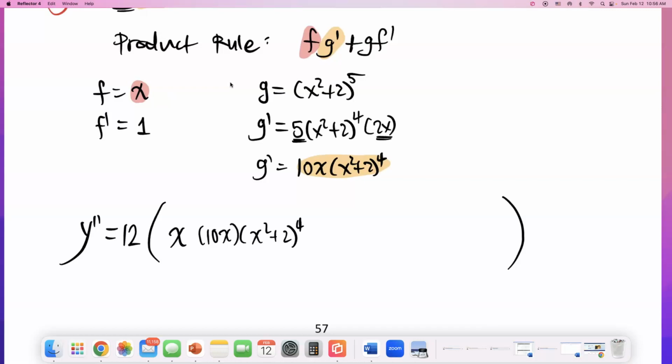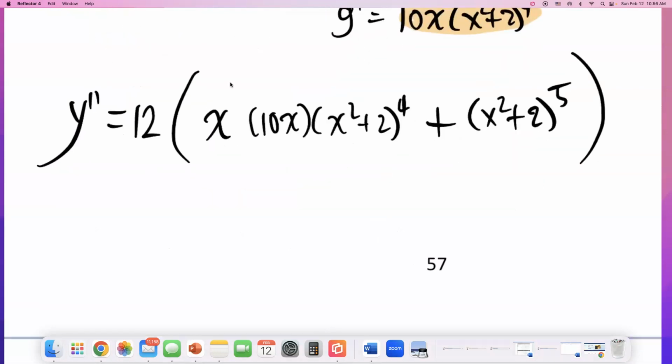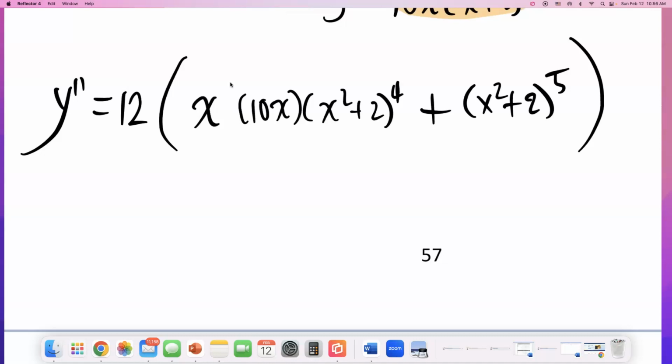Now moving on to the second term of this product rule, plus, what's g? Let's see, g is this green right there. So I'll say (x squared plus 2) to the 5th power. And finally, we're multiplying this by f prime. And f prime is just 1, so I don't have to put 1 there. All right, let's see if we can simplify this. I mean, because we got the product rule. We got the derivative here, but we're going to try to see if we can simplify this any further, okay?